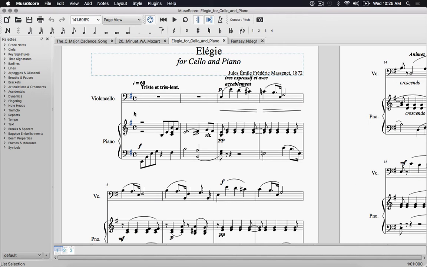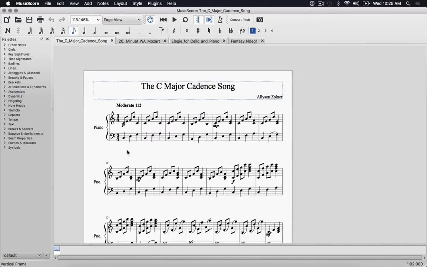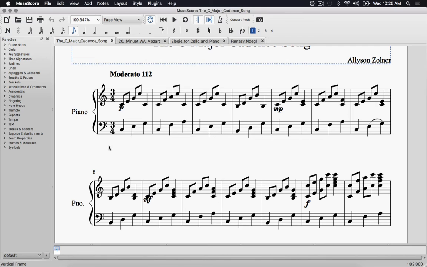1 sharp tells you that you are in the key of G. No sharps tell you that you are in the key of C. And here's another piece with 1 sharp, so that's in the key of G. This one, the C major song we were just looking at, has no sharps, and so it is in the key of C. You can also have flats. If there's 1 flat in the key signature, then you are in the key of F. Don't worry about all these things. I'm going to tell you a trick to remember all of that stuff in the next video.